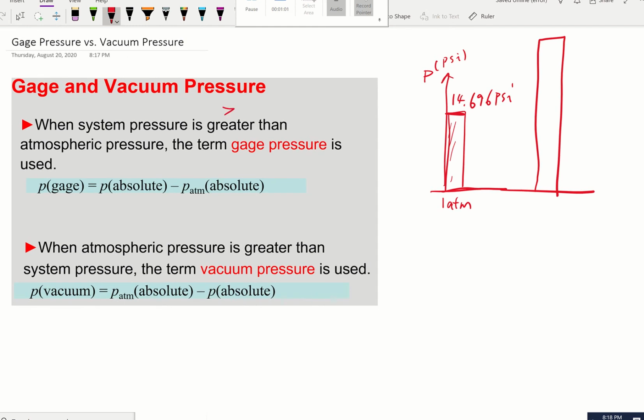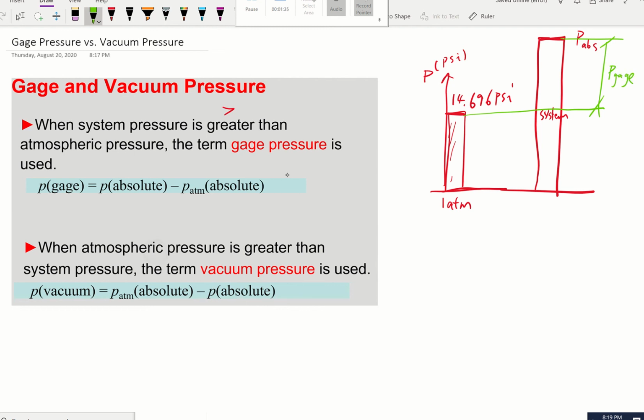Then, if you have a system now, and its pressure is greater than this atmosphere pressure, it's somewhere here, and this point is going to be the absolute pressure of the system, right? And the gauge pressure is defined as how much more above this atmosphere pressure. That's going to be your gauge pressure. So it's in reference to the atmosphere pressure.